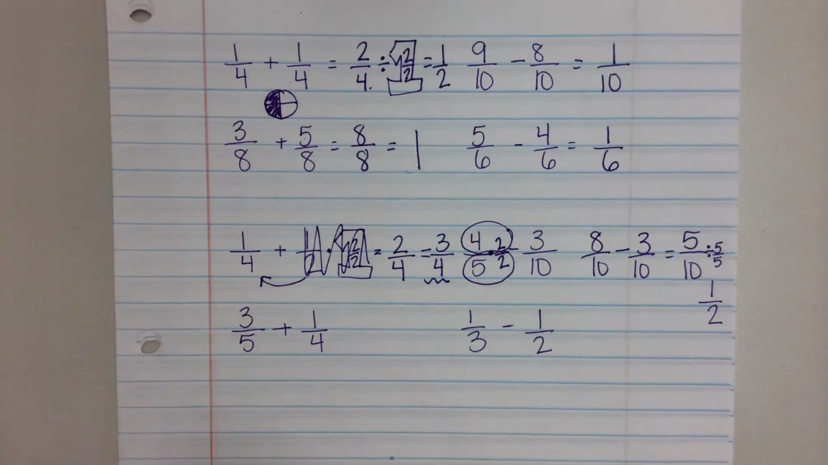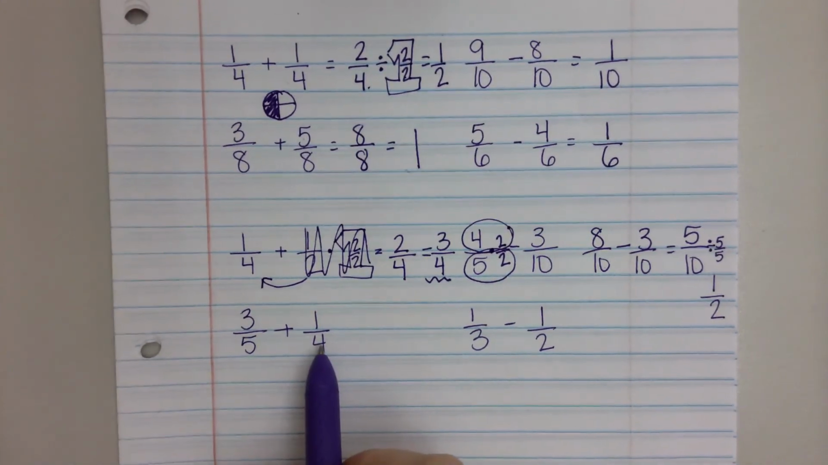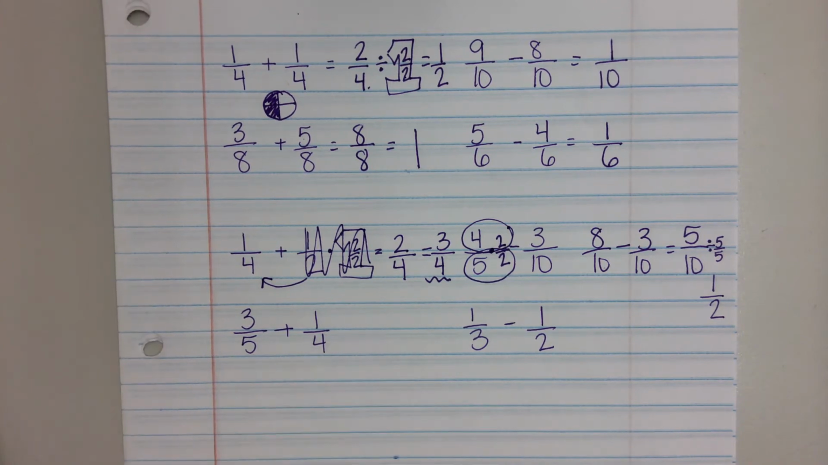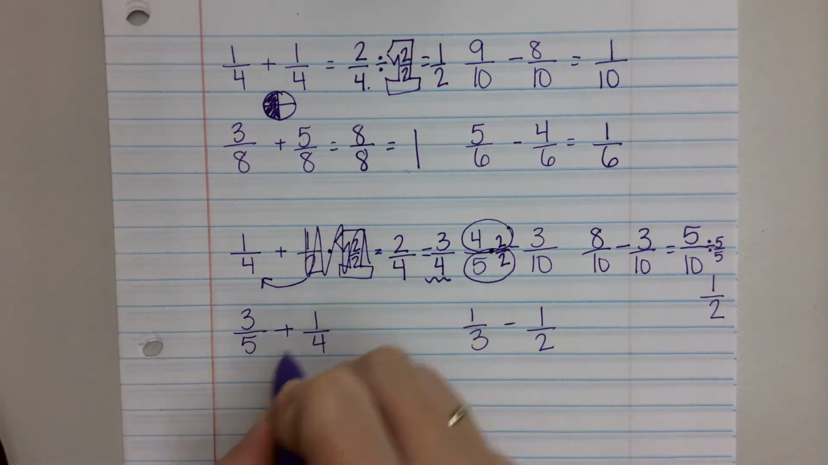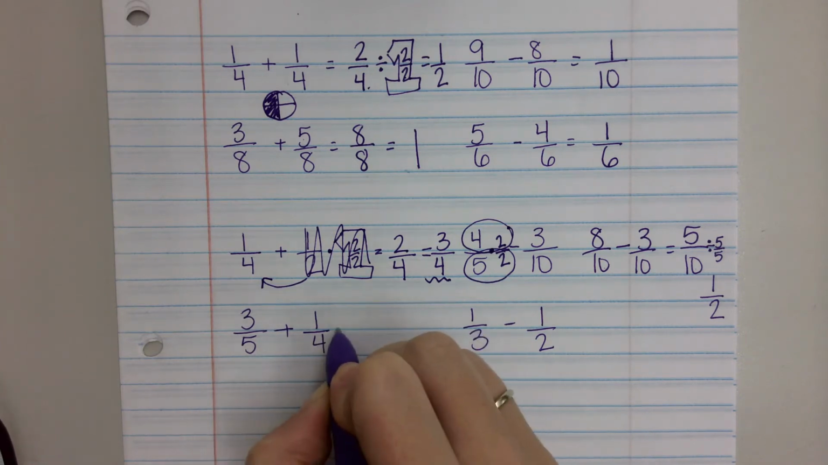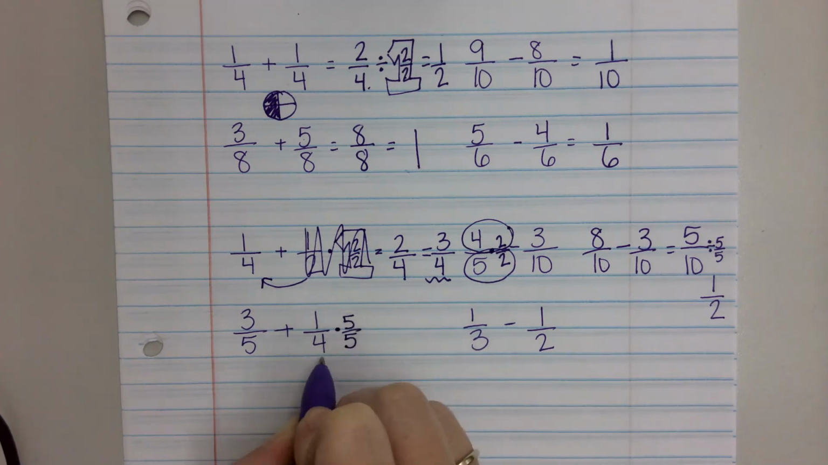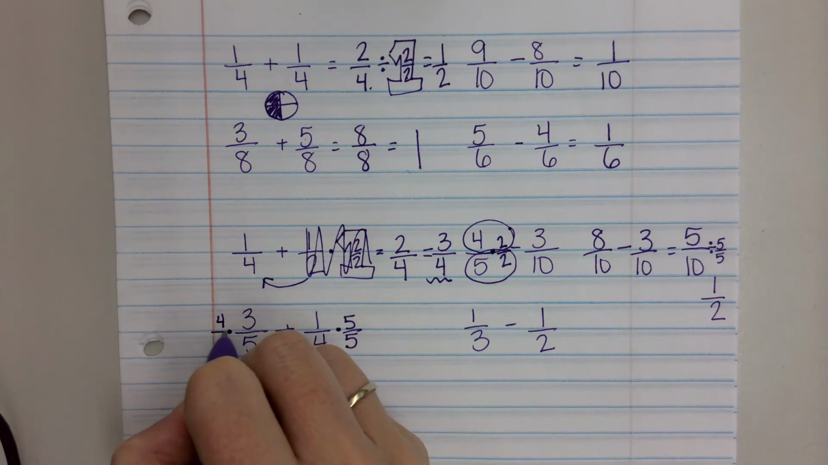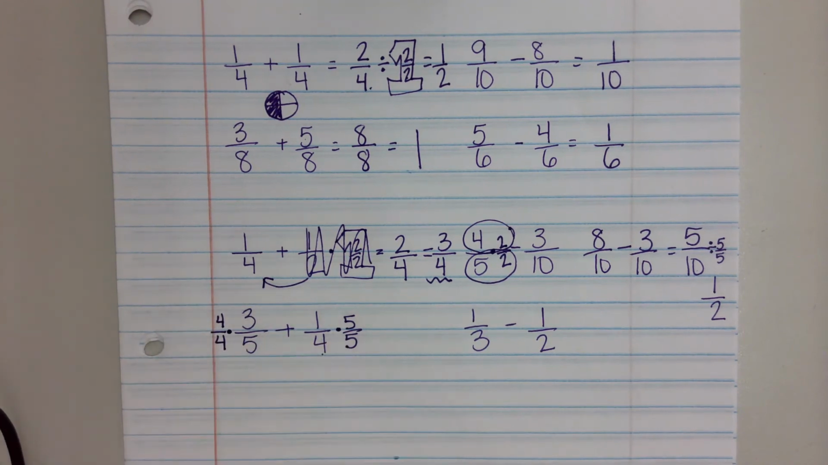All right, so for this one, we can't make the 4 into the 5 or the 5 into the 4. So what we're going to do is we're going to multiply by the opposite denominator. So I'm going to bring the 5 over here. I'm going to multiply this fraction by 5/5. I'm going to take this 4, bring it over here. I'll multiply this one by 4/4. So now I'm going to rewrite each of these fractions.